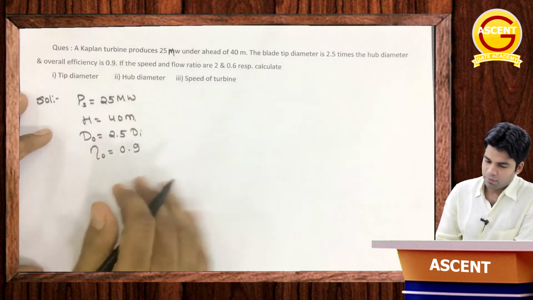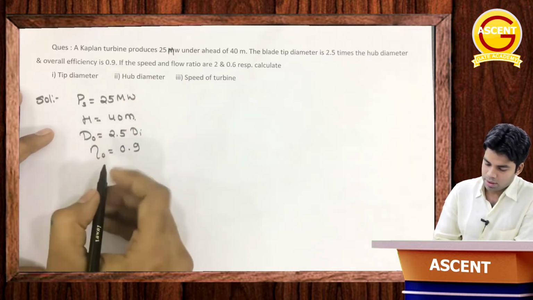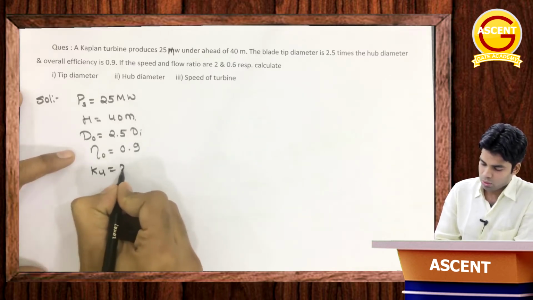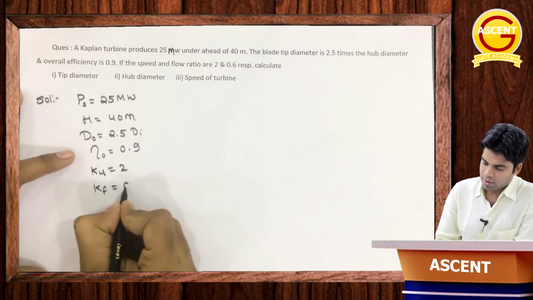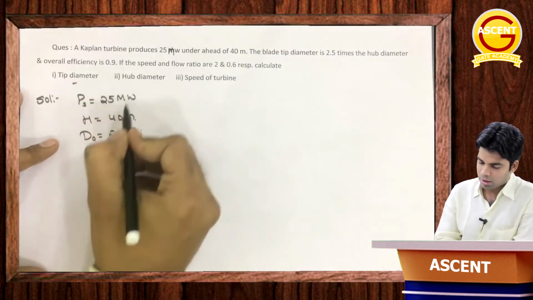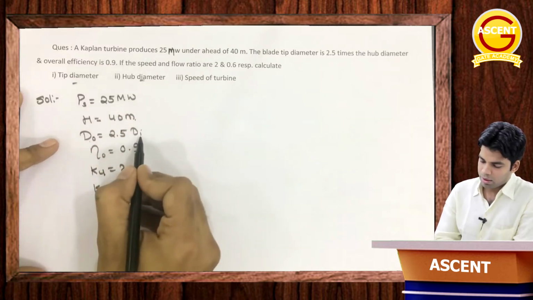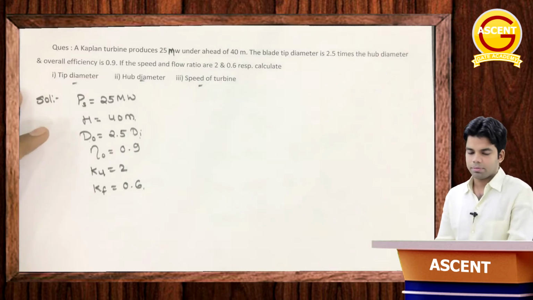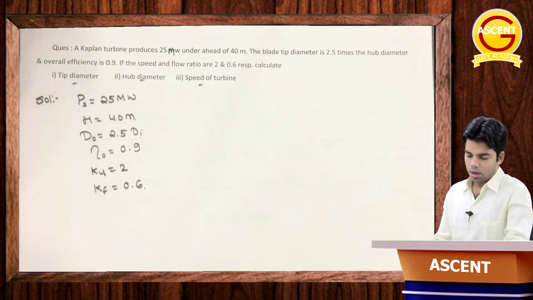If the speed and flow ratio are given, which is speed ratio Ku, which is 2, and flow ratio Kf is 0.6, okay. So we have to calculate first the tip diameter d outer, hub diameter d inner, okay, and the speed of turbine. Getting this or not? Okay. Now how can we solve this?